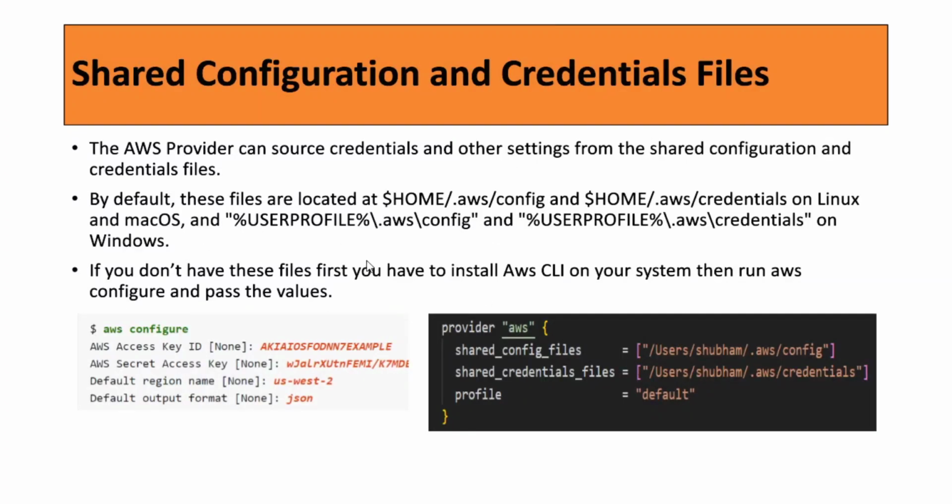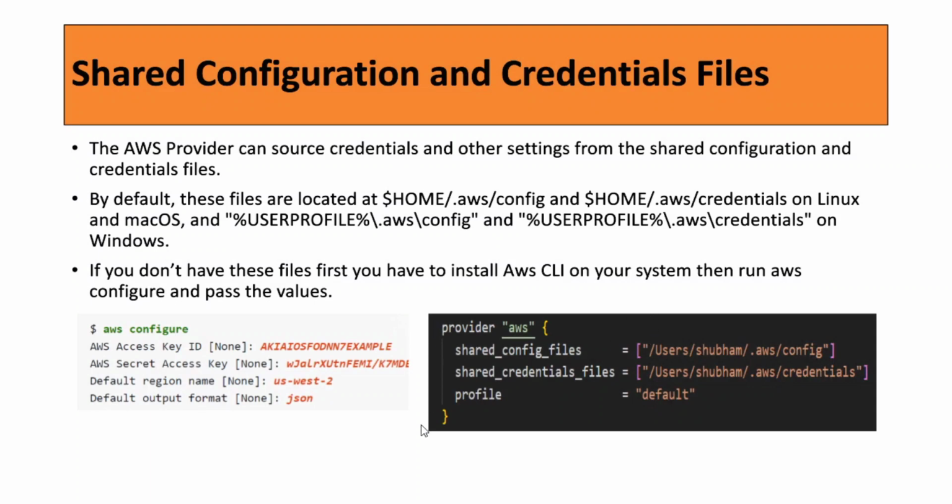Next we have shared configuration and credential files. The AWS provider can source credentials and other settings from the shared configuration and credential files. To create the shared configuration and credential file, first you have to install the AWS CLI on your local machine and run the aws configure command. As soon as you run this command, you have to provide an access key ID, secret access key, default region name, and default output format, which is optional. These details you have to pass when you use shared configuration and credential files.